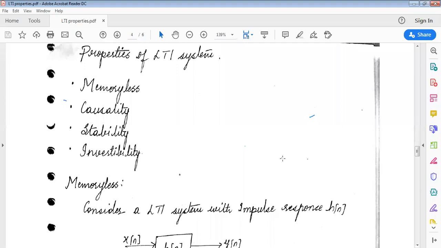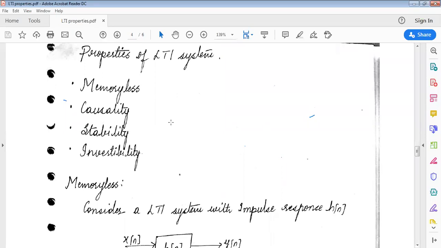Already the system is linear and time invariant. Okay, you have studied about the linear system and time invariant system. Our discussion here relates only to the properties of LTI system. So when does this linear and time invariant system become memoryless? When do you call this LTI system a causal system? When do you call this LTI system a stable system? Under what condition can this LTI system be inverted? So you are concentrating only on the properties of LTI system.